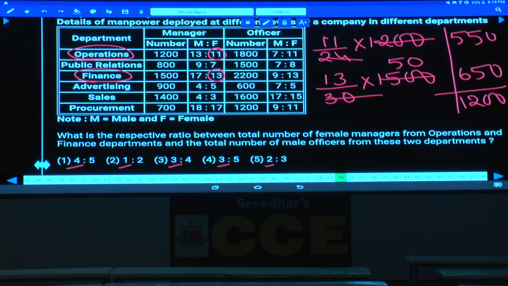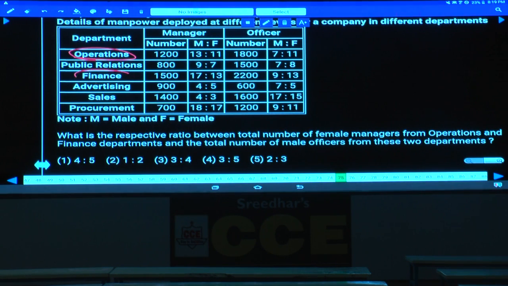Now for these two departments we have to calculate male officers. Officers is the second column. 7 parts out of 18 parts among 1800. That means direct 700. How many parts you have? 22 parts total. Total 22 parts is equal to 2200. 1 part is equal to 100. 9 parts is equal to 900. Total? Earlier you have 1200. 1200 to 1600, ratio 3:4. Right.